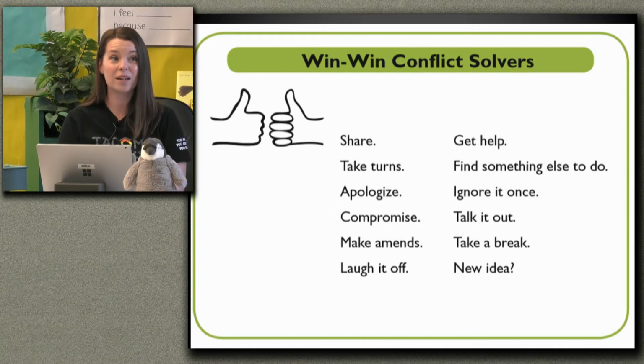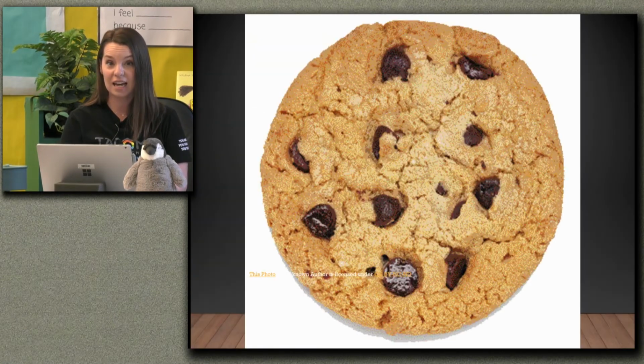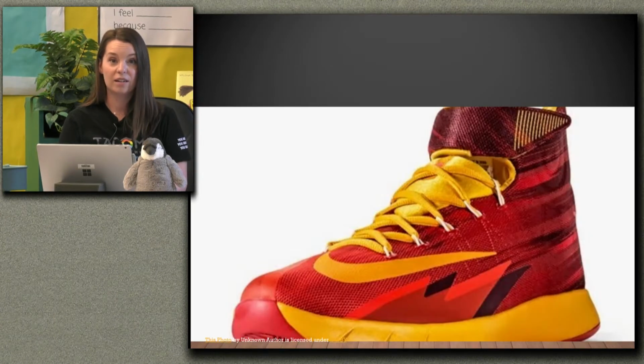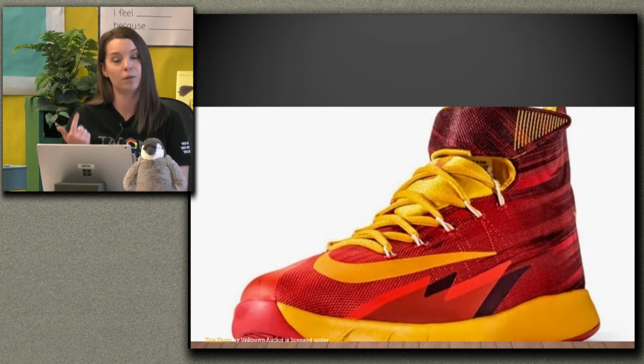"I feel hurt because you're making fun of my shoes." And then the other person would need to make amends or apologize, which means they need to sincerely say, "I'm sorry. I shouldn't have made fun of your shoes." And then it's up to the other person to either accept the apology or say, "Thank you for apologizing."